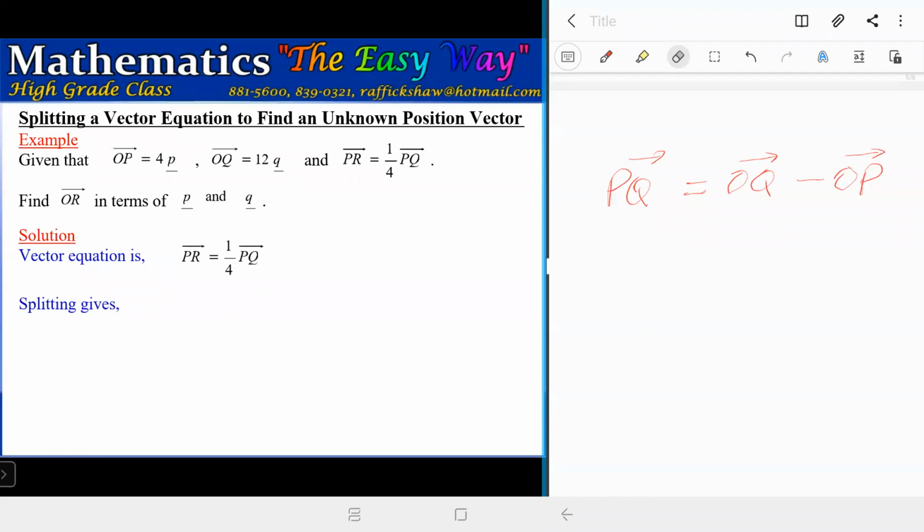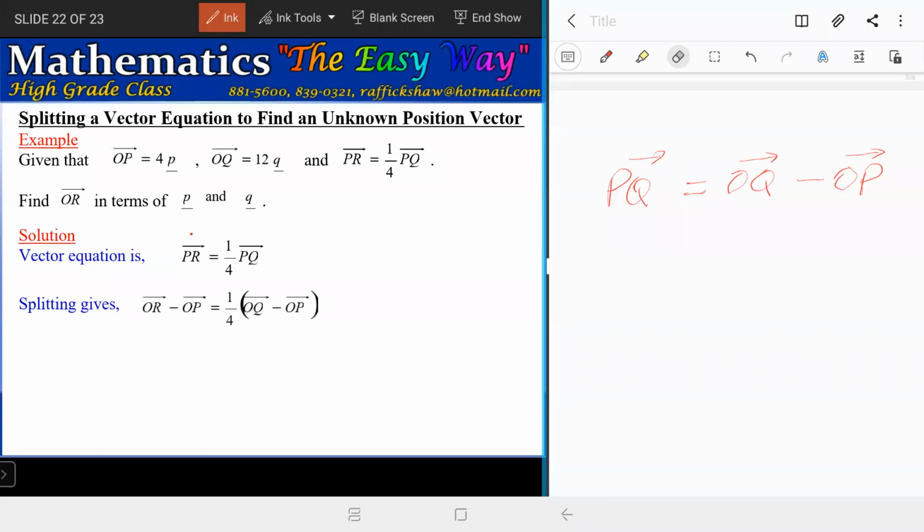Split it or expand it into position vectors. Now that's what it is. What happened here is that we write this in the expanded form, OR minus OP. And we also wrote this in the expanded form, which is OQ minus OP. Why would we do that? Because these are what we know.